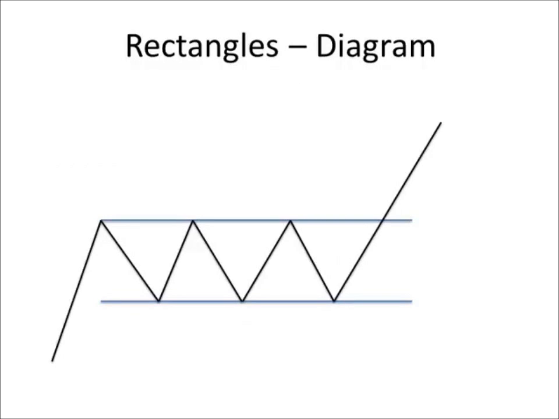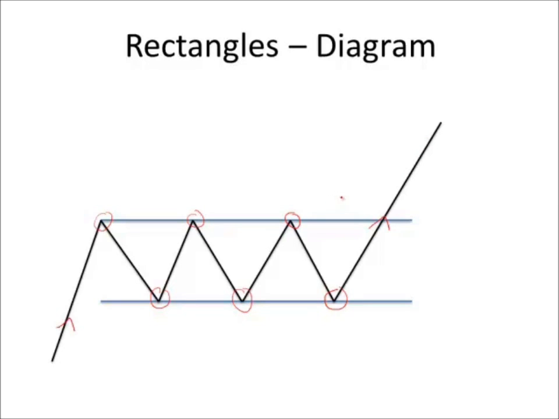Rectangles. Diagram. Here we have the diagram of a rectangle. Again, this should not be too difficult if we have successfully understood all the previous diagrams we have done. So here we have the prior uptrend. The price is going up here, right? It makes the peak here, then comes out and makes a trough, then makes a peak at the same level as the prior peak, then makes a trough at the same level as the prior trough, then again a peak at the same level as the prior peak, and a trough at the same level as the prior trough. And following that, there's a breakout to the upside, going here.